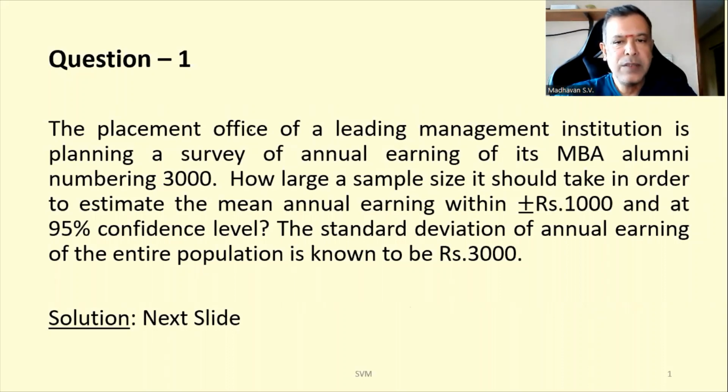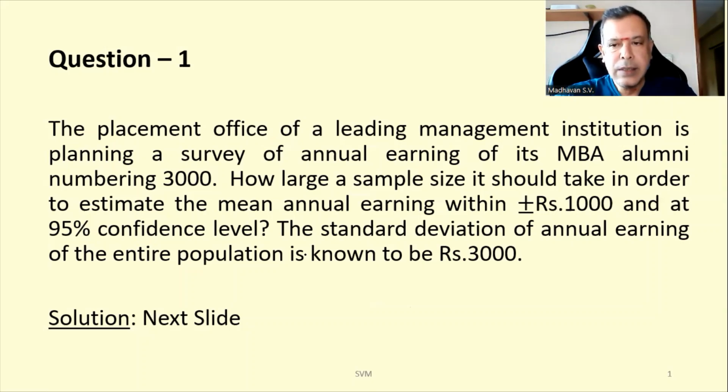The placement office of a leading management institution is planning a survey of annual earning of its MBA alumni numbering 3,000. How large a sample size should it take in order to estimate the mean annual earning within plus or minus rupees 1,000 and at 95% confidence level? The standard deviation of annual earning of the population is known to be rupees 3,000. So we will solve this in the next slide.